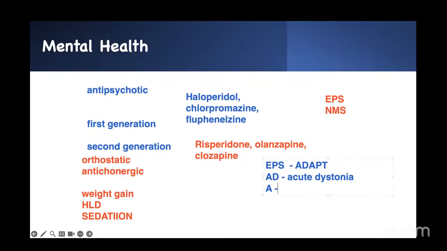A is akathisia. You see, you got it. This is the way you can remember them by remembering this channel. Akathisia. And the P is Parkinsonism. They look like they have Parkinson. You see how I follow the same thing. And the last one is what? T is tardive dyskinesia.